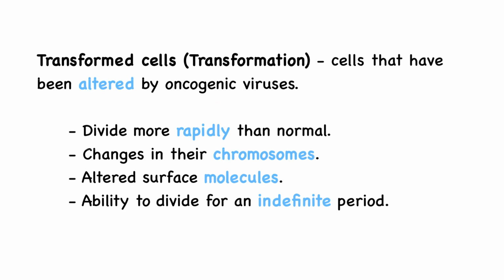Cells that have been altered in this way are described as transformed. Transformed cells divide more rapidly than normal, often show changes in their chromosomes, and may even display altered surface molecules. They also have the ability to divide for an indefinite period of time. These are features that are characteristic of cancer cells.